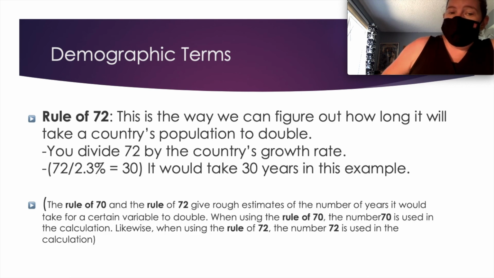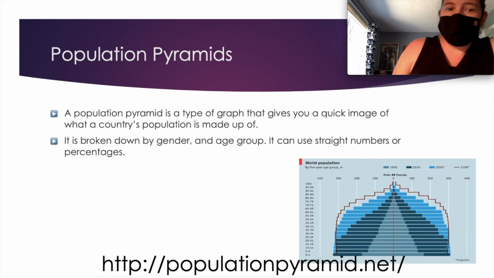The rule of 72 is a way we can figure out how long it will take a country's population to double. You divide 72 by the country's growth rate. So 72 divided by 2.3 equals about 30. So for example, it could take 30 years for a country's population to double. The rule of 70 and the rule of 72 give a rough estimate of the number of years it would take. When using the rule of 70, the number 70 is used in the calculation. Likewise, with the rule of 72, the number 72 is used.